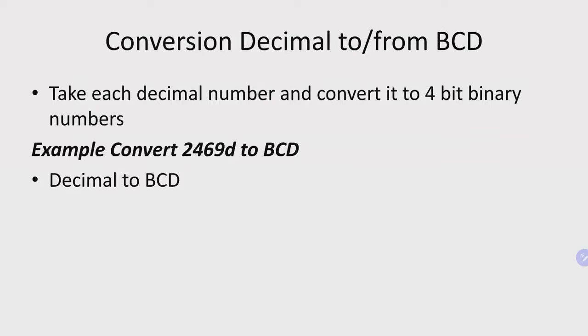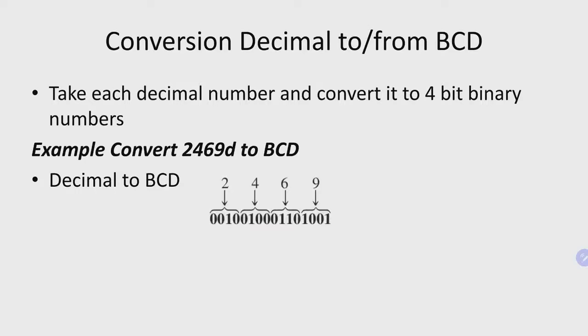To convert decimal to or from binary coded decimal, we take each decimal number and convert it to a 4-bit binary number. So for example here, we convert 2469 to BCD, binary coded decimal.